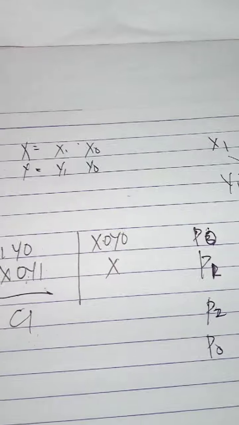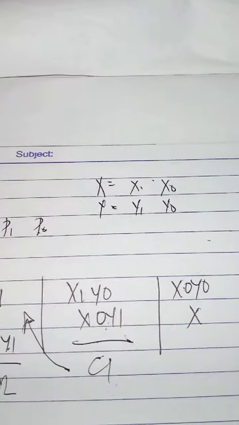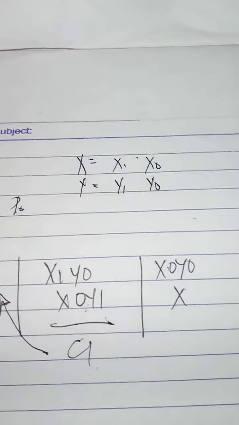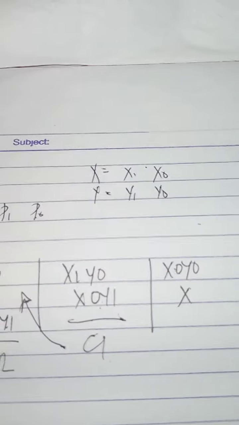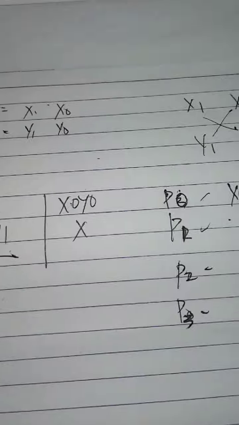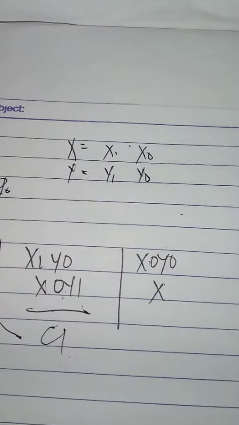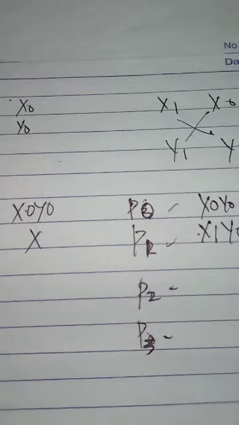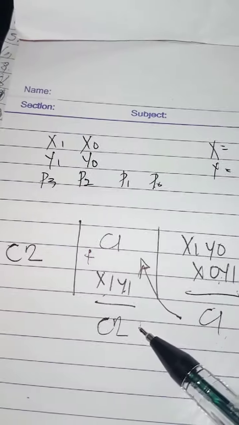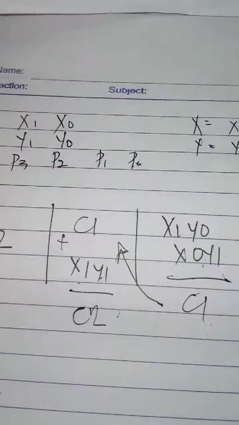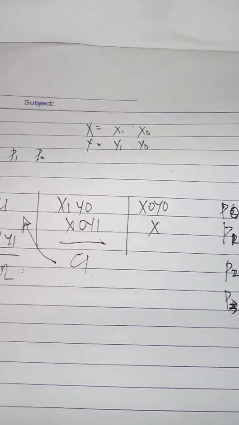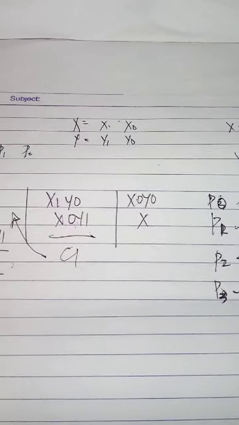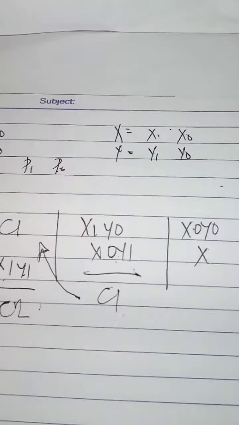So p0, then 1, then 2, and 3. The p0 here is x0 and y0. Then the p1 is x1 y0 plus x0 y1. And then the p2 is x1 y1 plus c1, and then the p3 is c2.